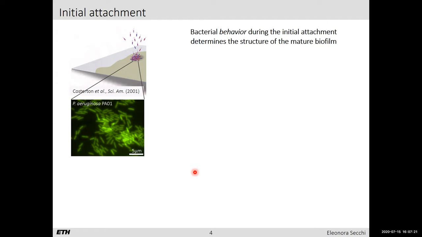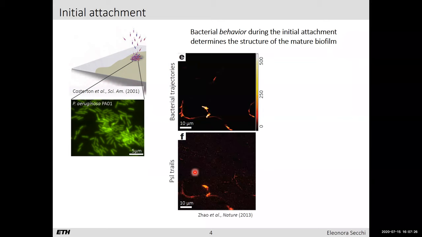We have two examples here. The first one is a study from a few years ago in Pseudomonas aeruginosa PA14, where cells moving on the surface were studied first in terms of their motion, and then where they had been, which part of the surface they had visited, was correlated with the polysaccharide called PSL, whose trails were released. They saw that basically where bacteria were moving, PSL was released. And this PSL was also attracting other cells, creating preferential attachment sites.